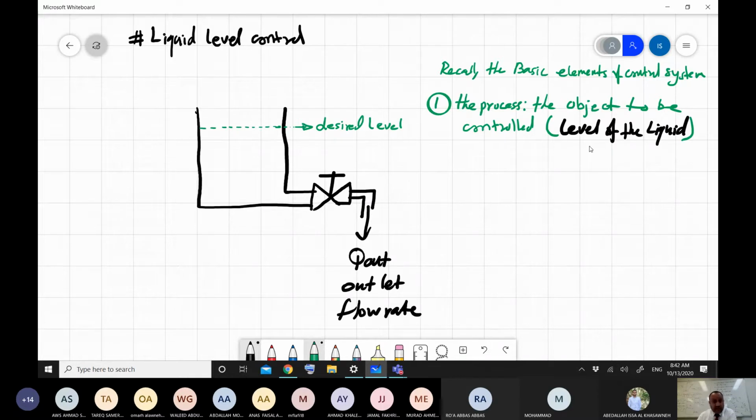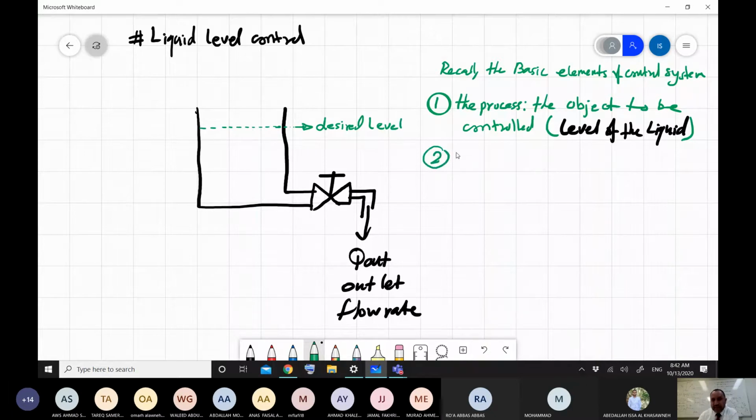So this is very simple and very important, because you should understand what you are controlling. Simply ask yourself what I need to control. I need to control the level of the liquid inside the tank. So this is the process. The second thing, we stated that the process by itself cannot change, correct? Can the liquid flow inside the tank by itself? No. So simply what I need is an actuator.